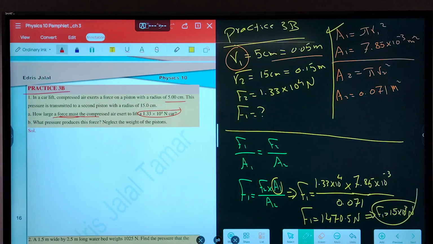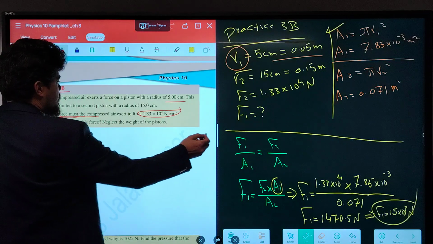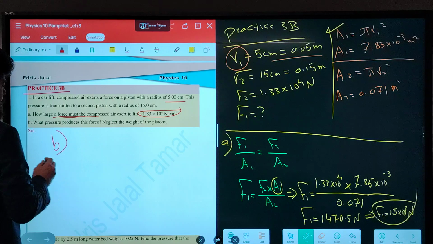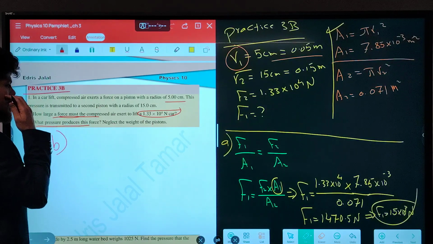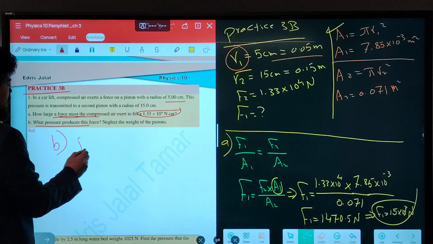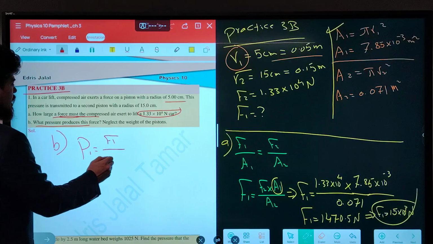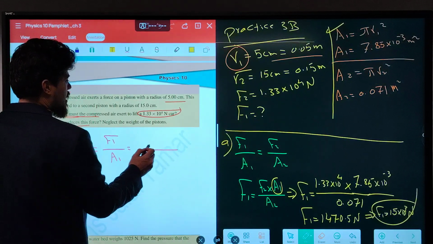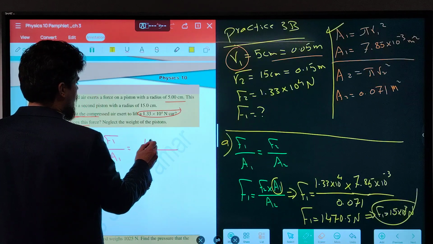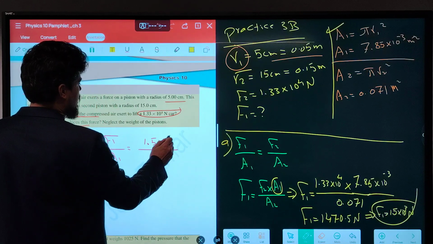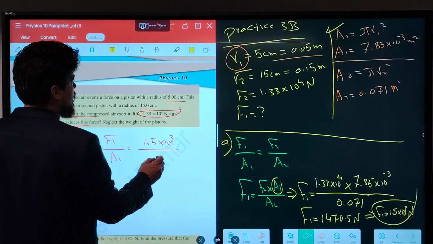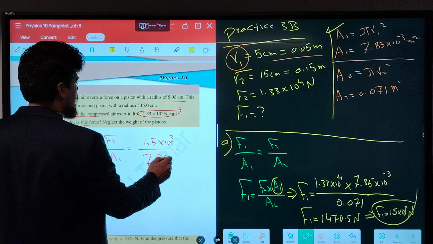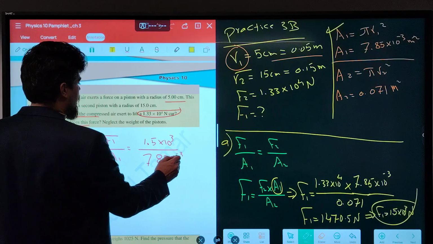What pressure produces this force? This is branch A, guys. Branch B, I'm going to solve here. Branch B: what pressure produces this force? P1 is unknown. It is equal to F1 over A1. And also you can use P2, F2 over A2. F1, approximately 1.5 times 10 power 3, over A1. We didn't have it, but we found 7.85 times 10 power negative 3.